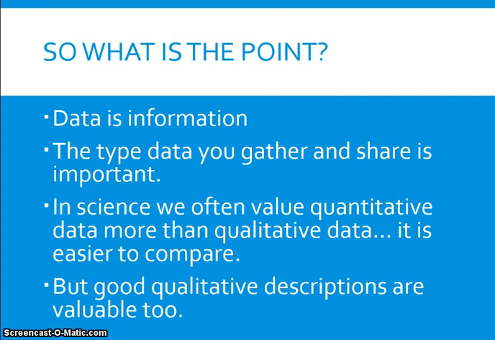So here's the point. Data is simply information. The type that you gather and share is important. If we use numbers, it's quantitative. We like this because they're usually really easy to compare. 4 is always more than 2, and 50 is always a lot less than 500. But saying that something is soft or something is very soft is still valuable too. But as a science guy, sometimes it's how soft that's important.